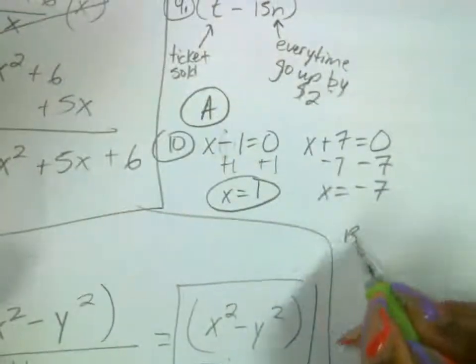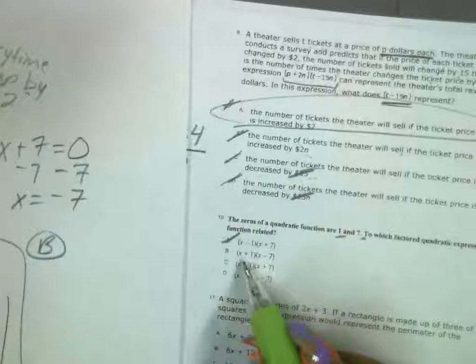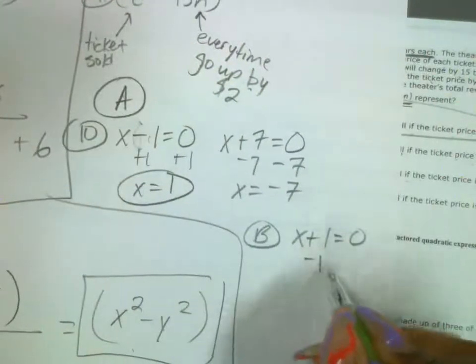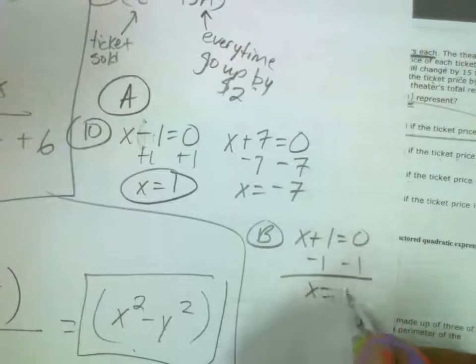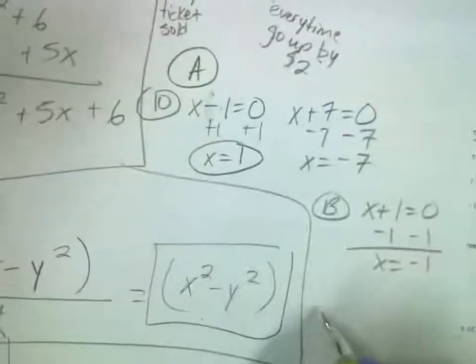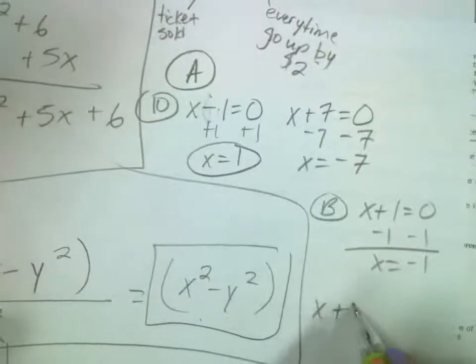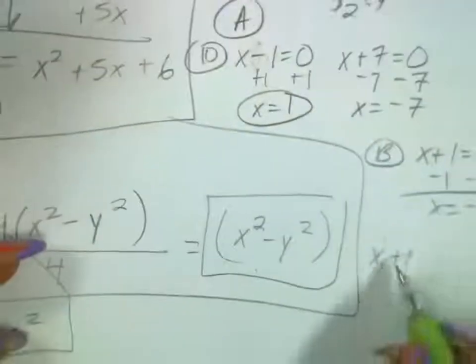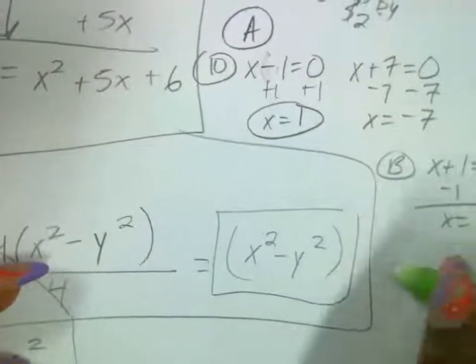So let's do B, okay? B, X plus 1 is equal to 0. So when I subtract, X is equal to negative 1. No, they're supposed to be both positive, right? Both positive. So no B. So C, X is plus 1 again, isn't it? No, that's not going to be right. So let's try D. Let's hope D is right.